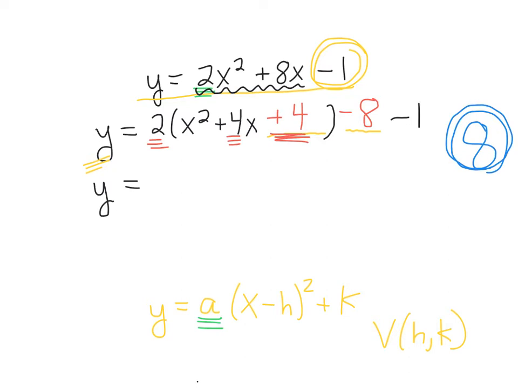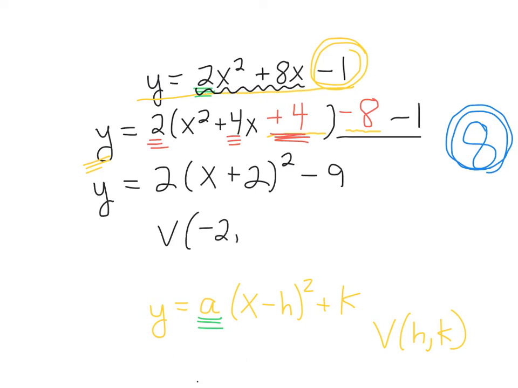Okay, so we're ready to rewrite. We have 2, and then that trinomial factors to a binomial squared, x plus 2 squared, and negative 8 plus negative 1 is negative 9. Well, look at that. The vertex of this parabola is at (negative 2, negative 9). That was fun.